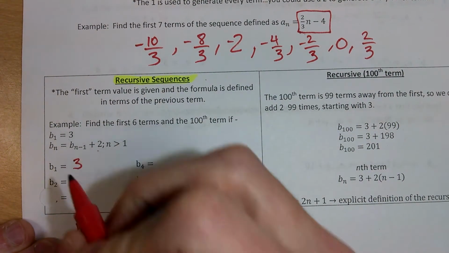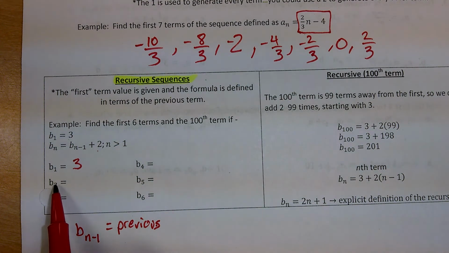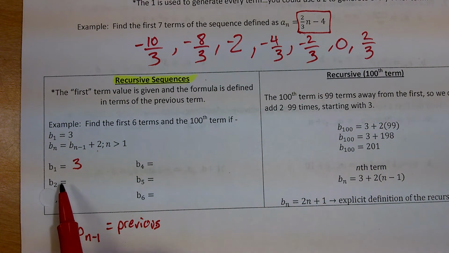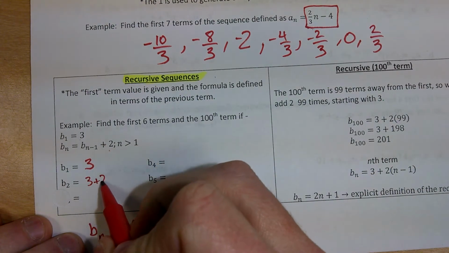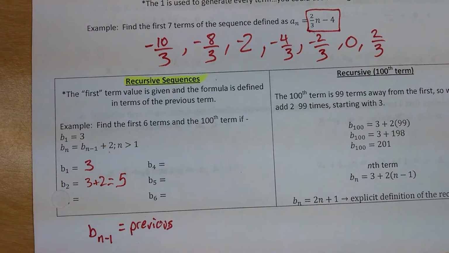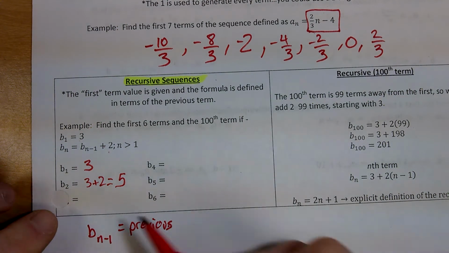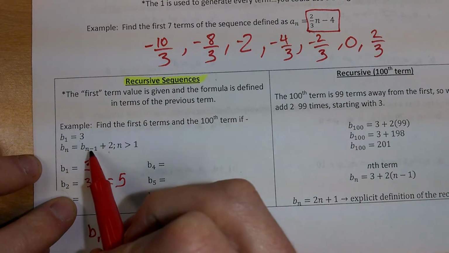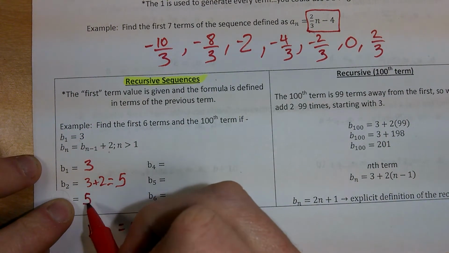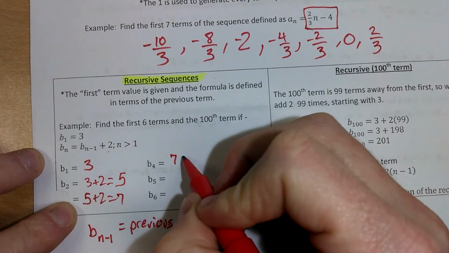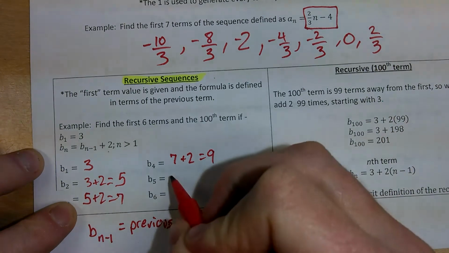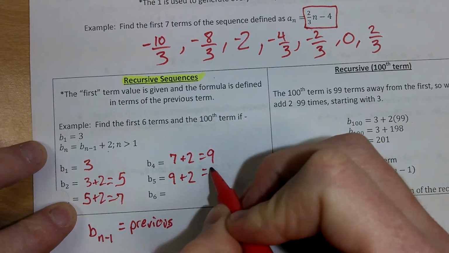Alright, so in our list we can put 3 there, and to find our second term, we just want to take our previous term 3 and add 2 to it. So our next term is 5, and then for b sub 3, call on our previous term, which was 5, add 2, we get 7. Previous term plus 2, previous term plus 2.